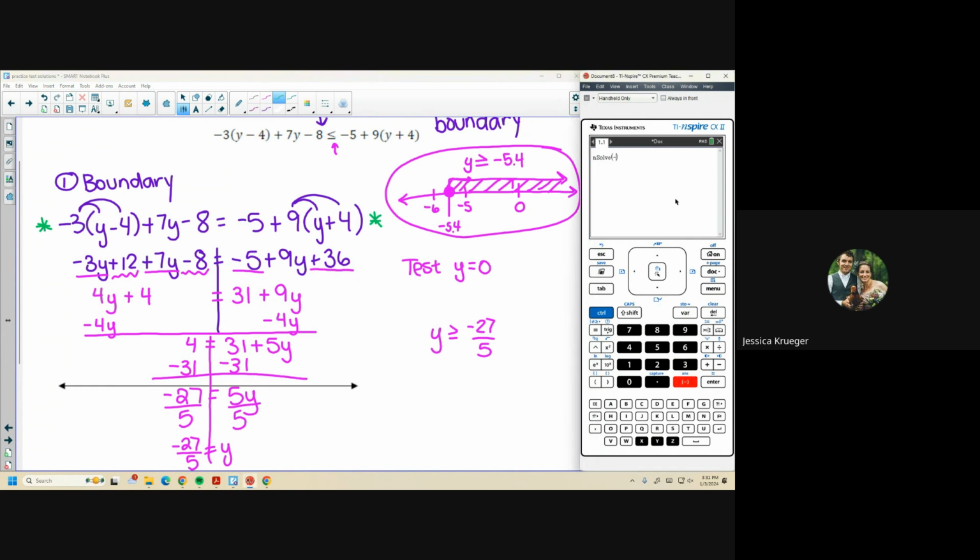So I've got negative 3 parentheses y minus 4 plus 7y minus 8 equals negative 5 plus 9 parentheses y plus 4, close my parentheses. And I do want to solve this, so I've got to tell it solve for the variable y. I hit enter. And I get negative 5.4. So I can be pretty confident I found my boundary correct. I tested my point. I've got my solution.